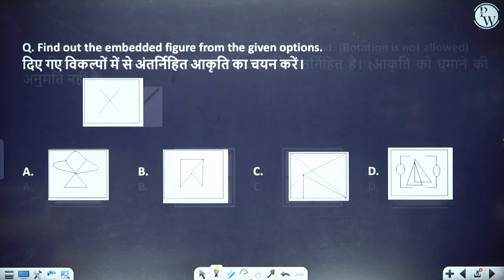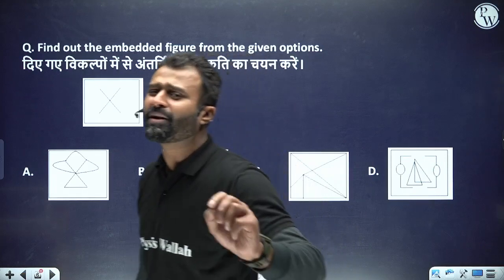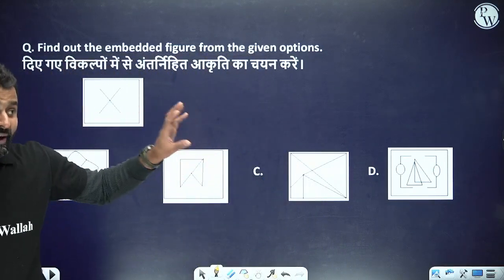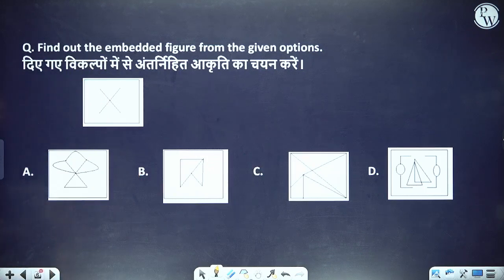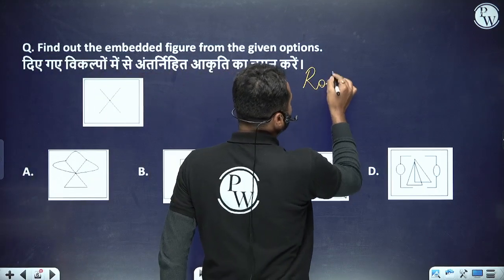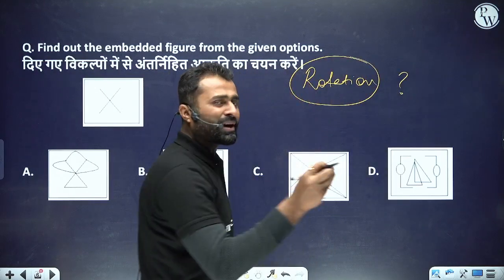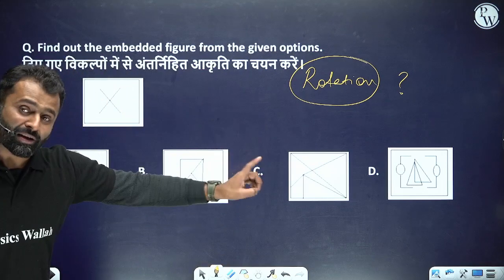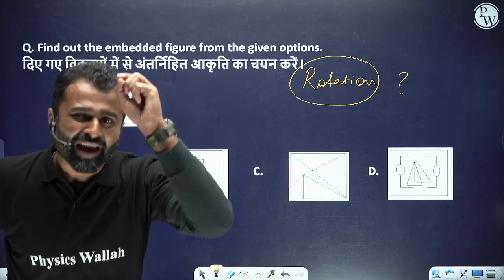Okay, talking about the second question, very simple questions we have and very important. This comes under military aptitude actually. And this is the major part. Non-verbal is a major part for your examination. So again, find out the embedded figure from the given options. Now here they have not mentioned anything about rotation. So feel free to rotate. If nothing is mentioned, you can rotate. If it is mentioned, rotation is not allowed, you cannot rotate that.